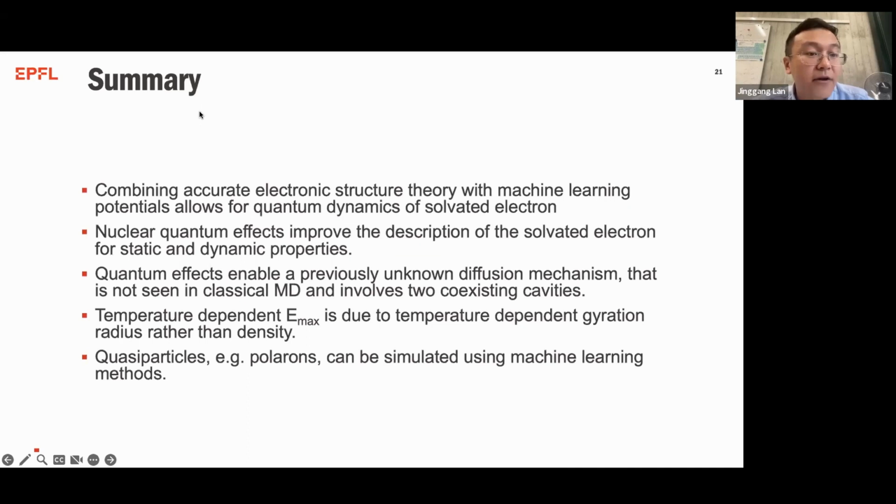So we combine accurate electronic structure theory and machine learning, which allows for the quantum dynamics of the solvated electron, and nuclear quantum effects improve the description of the solvated electron for the static and dynamic properties. The quantum effect enables a previously unknown diffusion mechanism that hasn't been seen in classical molecular dynamics, which involves a twin cavity. And the temperature dependence of the absorption maxima is due to the temperature-dependent gyration radius rather than the density of the water. And the take-home message is that quasiparticles, like a polaron or exciton, can also be simulated using machine learning methods.